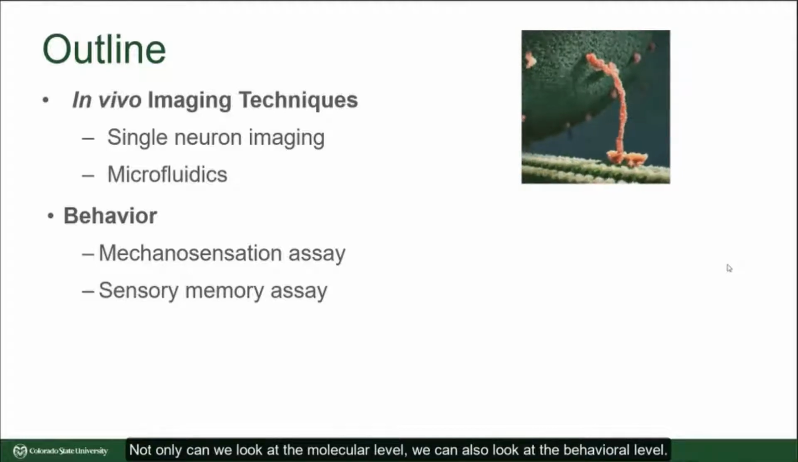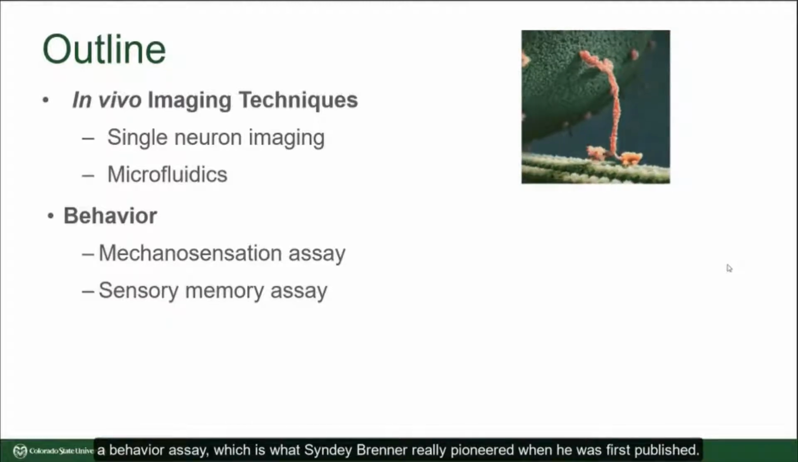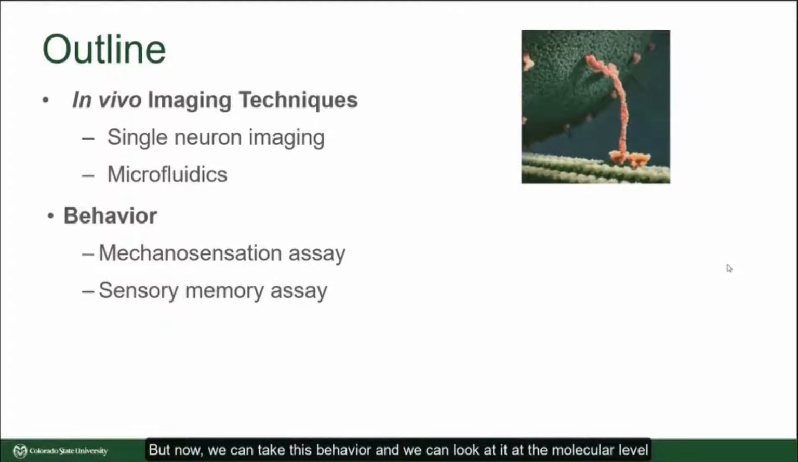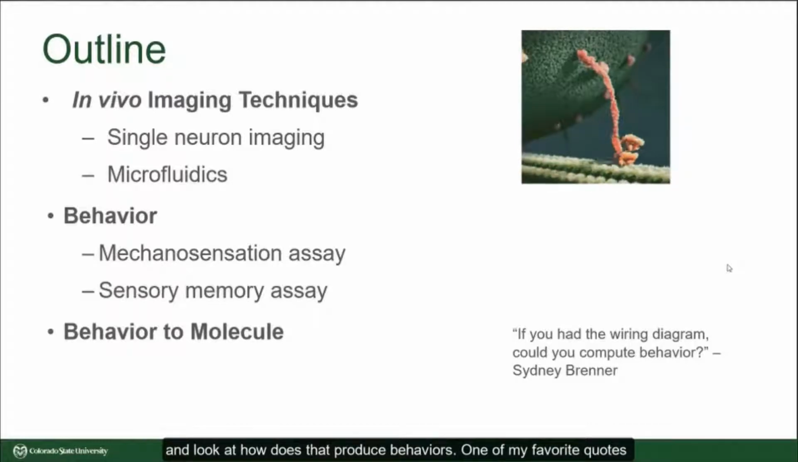A lot of what was done in the early stages of C. elegans research was in fact a lot of behavioral assays. That was really what Sydney Brenner pioneered when he was publishing his first mutations, doing these types of behavioral assays. But now we can take this behavior and look at it at the molecular level, and we can also do it in reverse: take it at the molecular level and look at how that produces behavior.